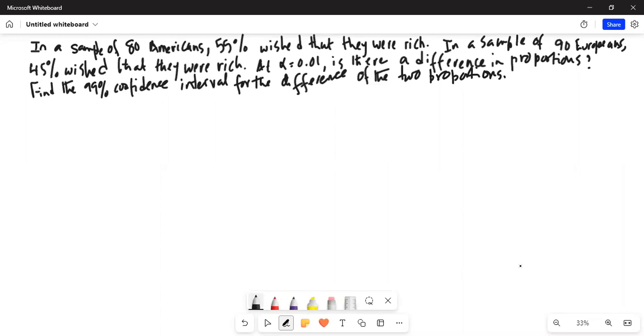In a sample of 80 Americans, 55% wished that they were rich. In a sample of 90 Europeans, 45% wished that they were rich. At alpha equal to 0.01, is there a difference in proportions? Find the 99% confidence interval for the difference of the two proportions.